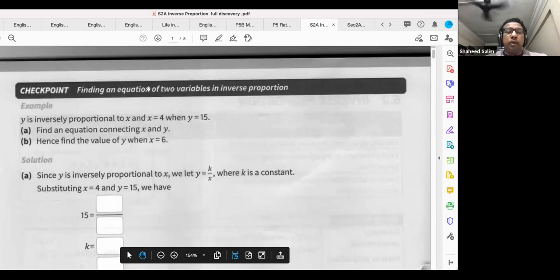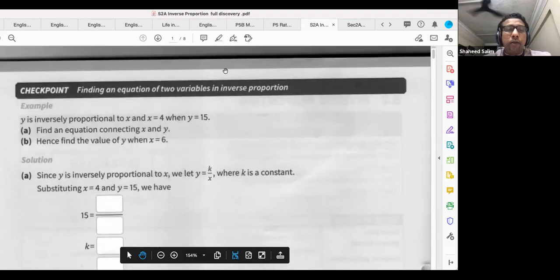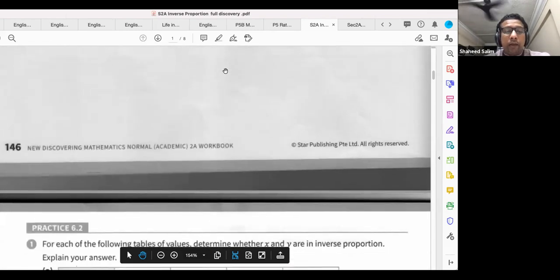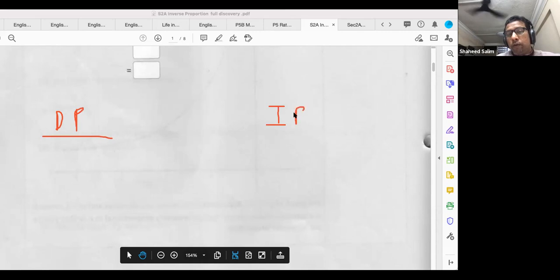This is now from your book, I think. It's from your book, which your school is not using. So we're going to do inverse proportion first now. Okay. Now, you have direct proportion. This is just revision, direct proportion. Inverse means opposite. Inverse proportion is here.